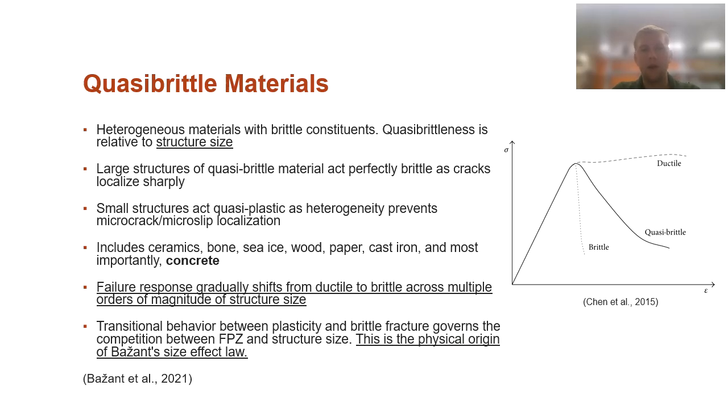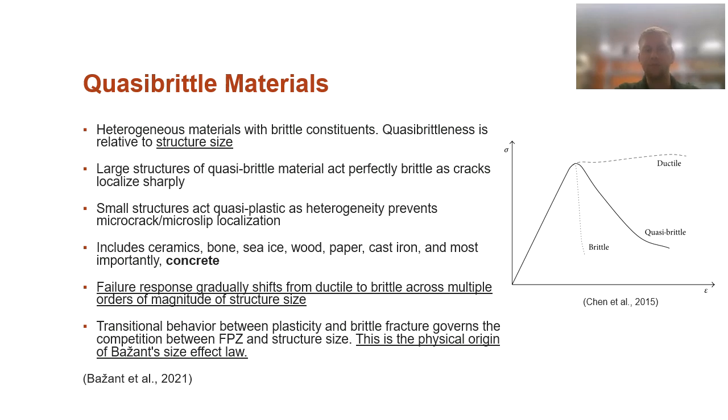But a very large structure, a very large quasi-brittle material, will act perfectly brittle. If you were to take a very, very large piece of concrete and load it, you would notice that this would act brittle. It wouldn't act ductile in any way. But the small structures are where we can see that fracture process zone, having those micro cracks coalesce, and you can notice that fracture process zone do more of its magic. And we'll see some diagrams about this later.